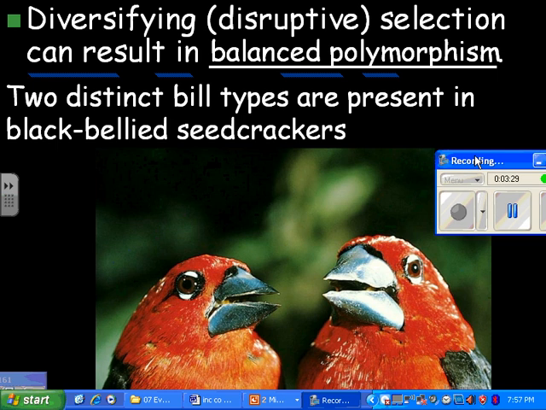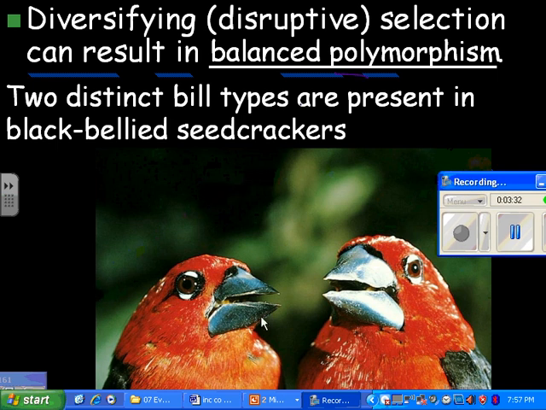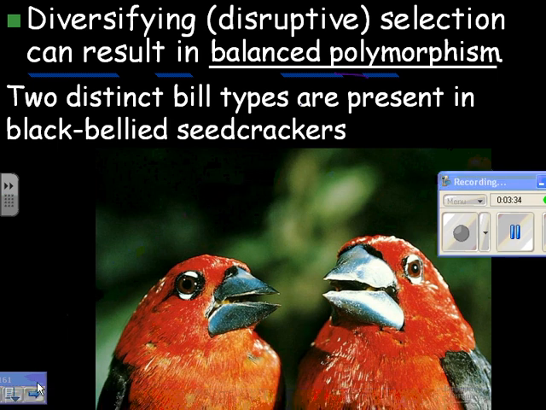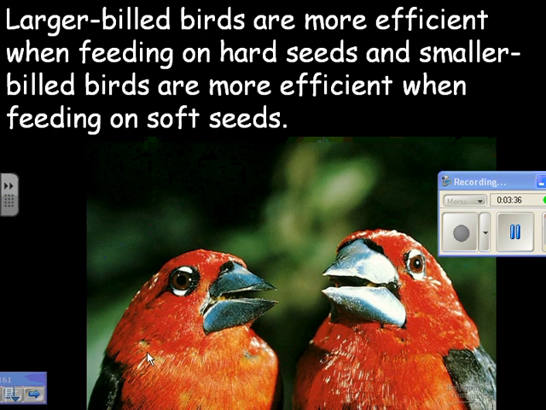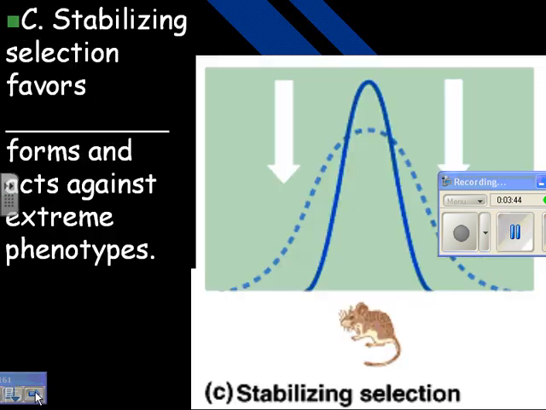Two distinct bill types are present in this bird called a black-bellied seed cracker. Larger billed birds are more efficient when feeding on hard seeds, and smaller billed birds are more efficient when feeding on soft seeds. And the one in the middle doesn't do quite so well.